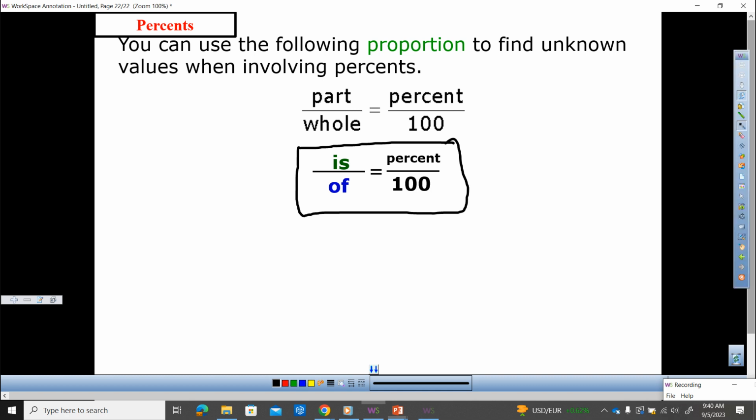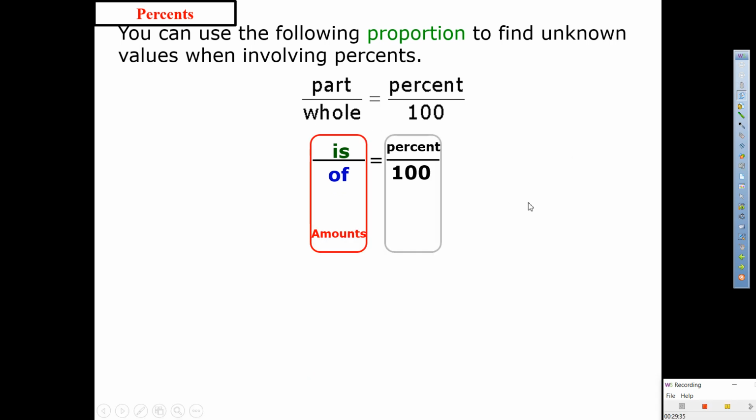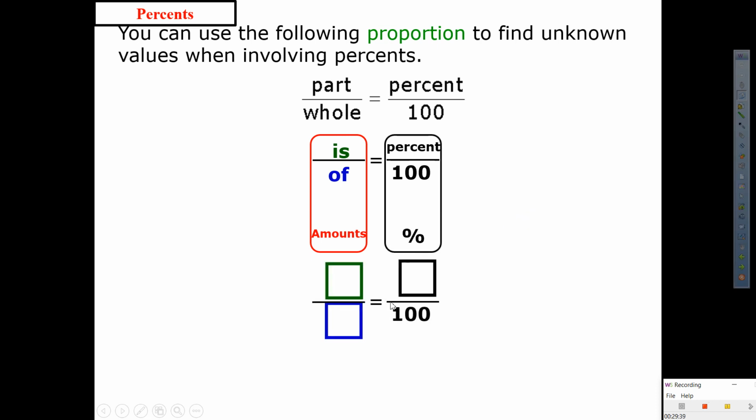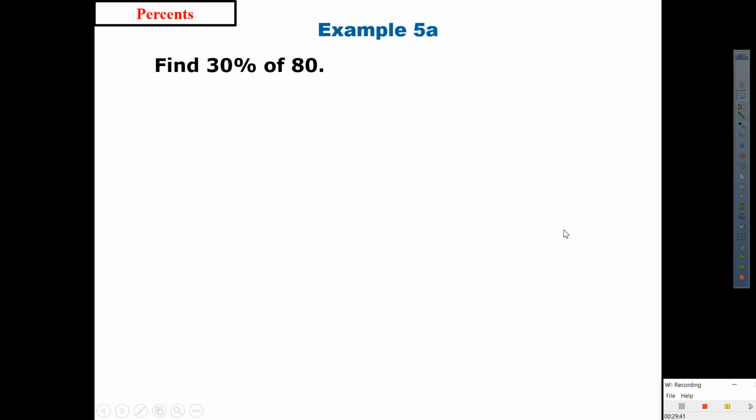All right? So, with that said, one side is the amounts, the other side is the percentages. I'm going to be using this to set up my proportions. So, writing utensils down, look up to the screen. Let me pause the tunes in the back. Look up to the screen, please, and it reads, example 5A.